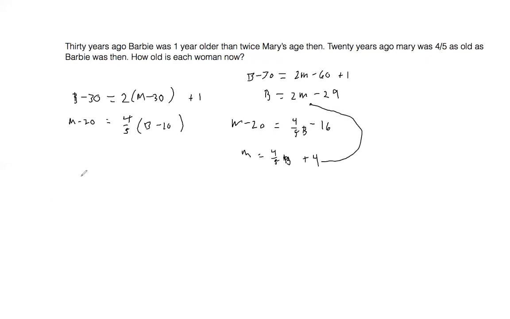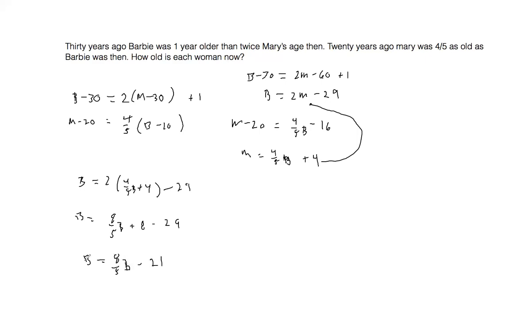Now that I have my two equations, I'm going to substitute my second equation into my first and then start to simplify. So I get B equals 2 times 4/5 B plus 4 minus 29. Now when I distribute, I'm going to get 8/5 B plus 8 minus 29. 8 minus 29 is going to give me negative 21. So I have B equals 8/5 B minus 21.